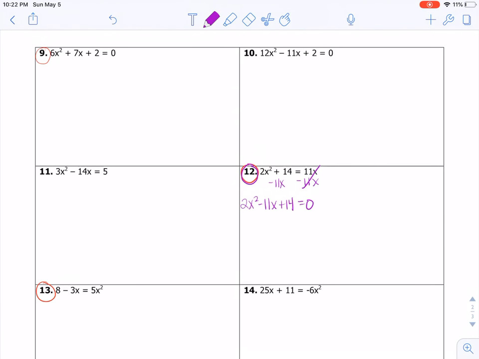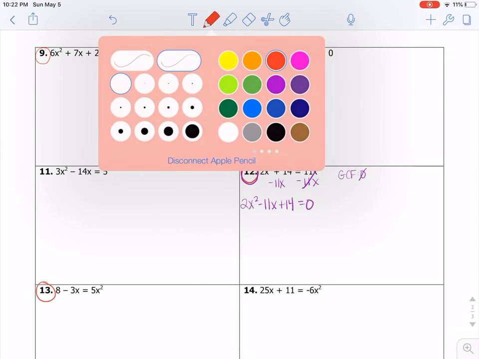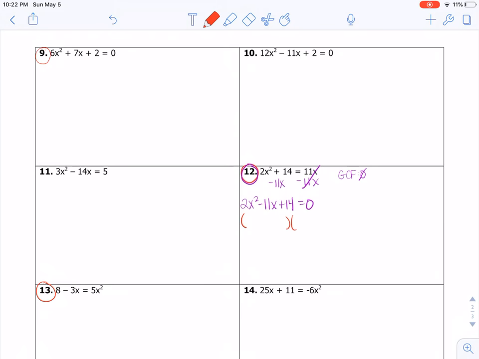So again, I notice that I do not have a GCF. And so I'm going to go straight into factoring this. And so I look at my first and my last term. So my factors of 2 are 2 and 1. My factors of 14, well, I have 7 and 2, 14 and 1. That's about it. And so I know I'm going to start with 2x and x. Well, if I wanted to use 14 and 1, I could. But I actually want to go 2 and 7. And so here I have 7x.